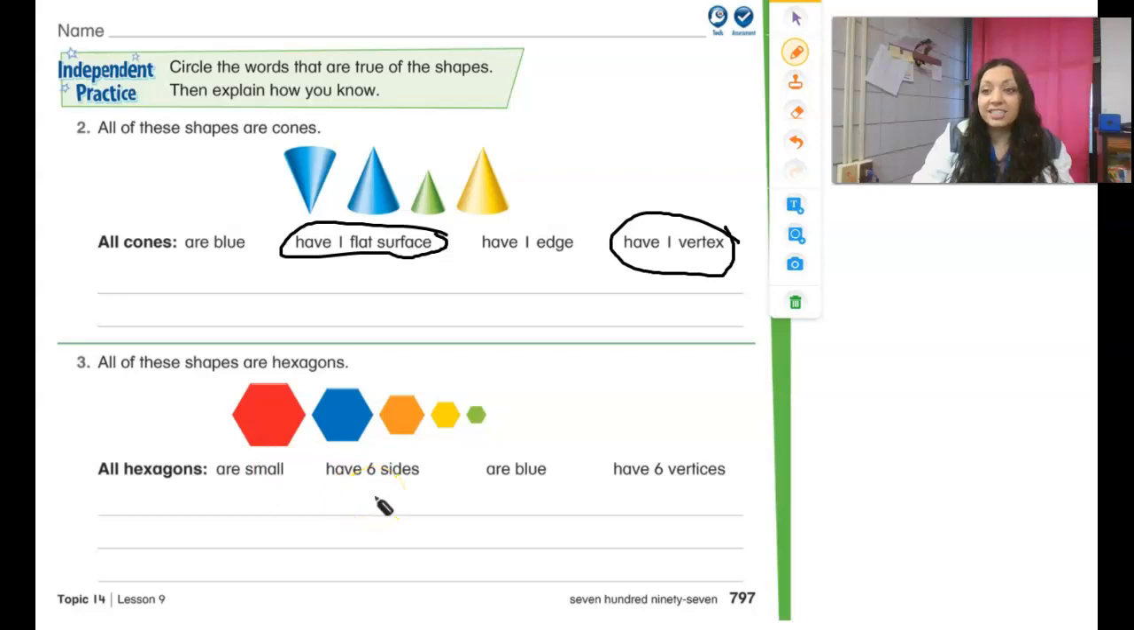All hexagons have 6 sides? Yes, that's what makes it a hexagon. All hexagons are blue? No, remember, we can have different colors. All hexagons have 6 vertices. Let's see, 1, 2, 3, 4, 5, 6. And even the small one has 1, 2, 3, 4, 5, 6. They all have 6 vertices.